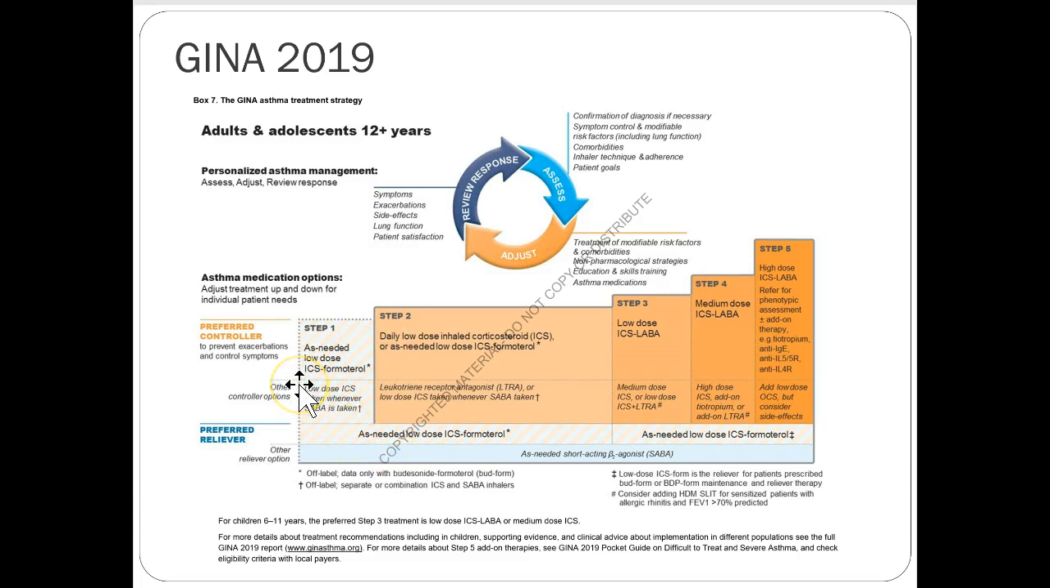What they're advocating for now is that you give inhaled corticosteroids earlier in therapy. Actually now they're recommending starting all asthmatic patients on a controller medication, which in this case would be an inhaled corticosteroid.